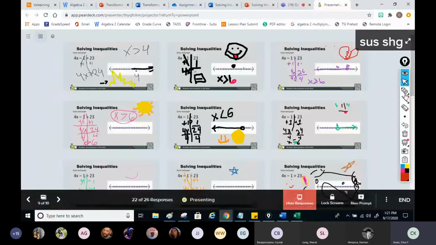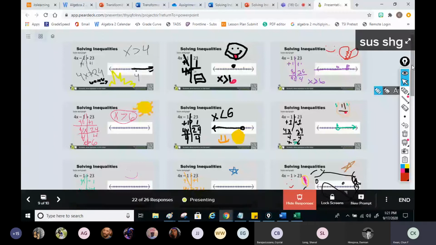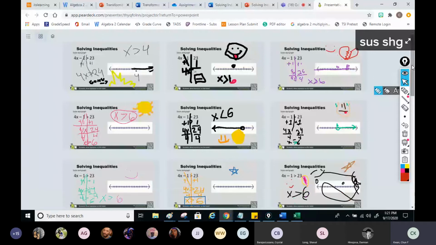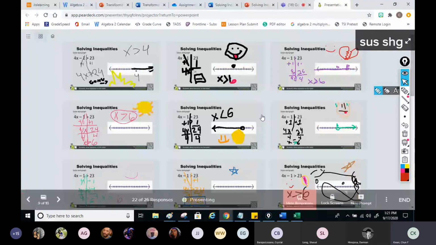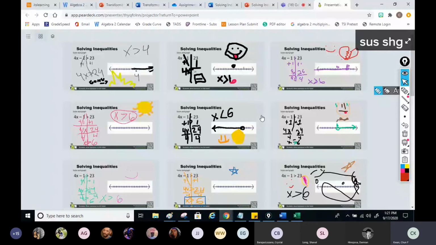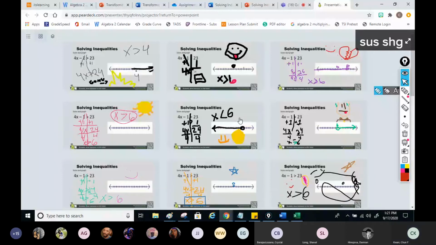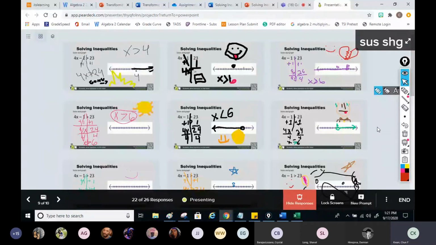And then when I see you guys graphing it, some of you guys have the shading wrong, okay? All right, let me see. Yellow smiley face with the huge yellow circle right next to it. It's not going to be x less than 6, okay? It's going to be x greater than 6. You don't flip the sign, okay? You don't flip the sign.